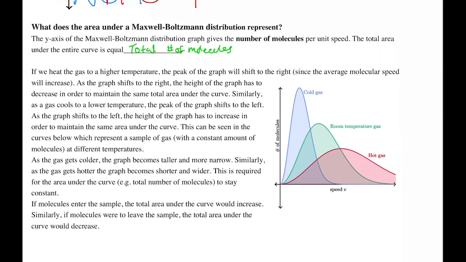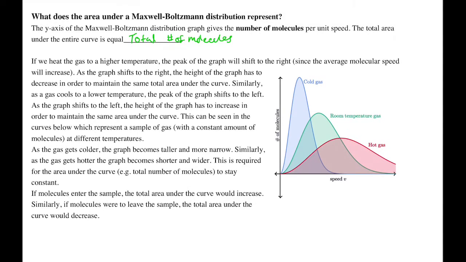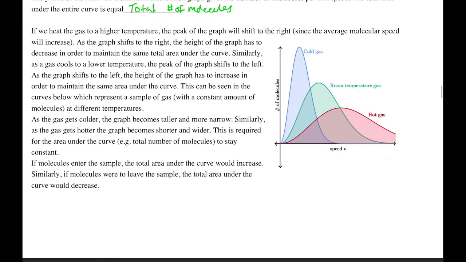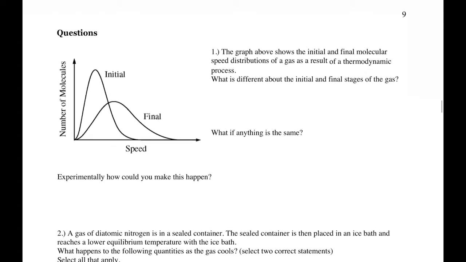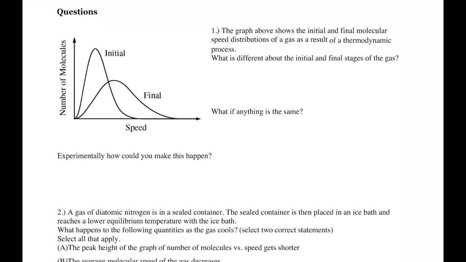Here's your example of cold room temperature hot gas. So remember, short and fat, that's hot. Now let's go through and look at some questions on page 9. You'll see this has a sample that's the initial and final conditions. We want to know what's the difference about the initial and final stage of the gas.